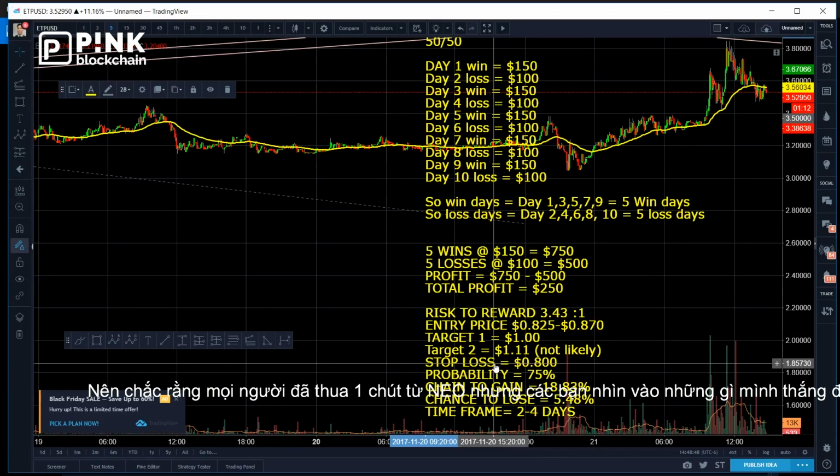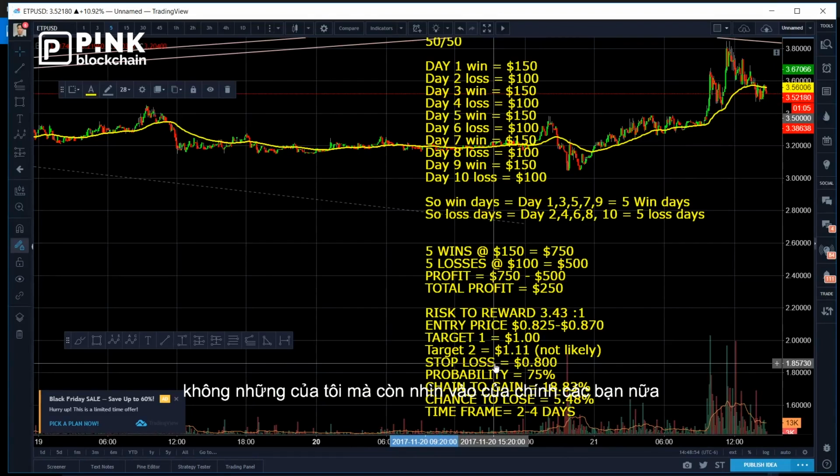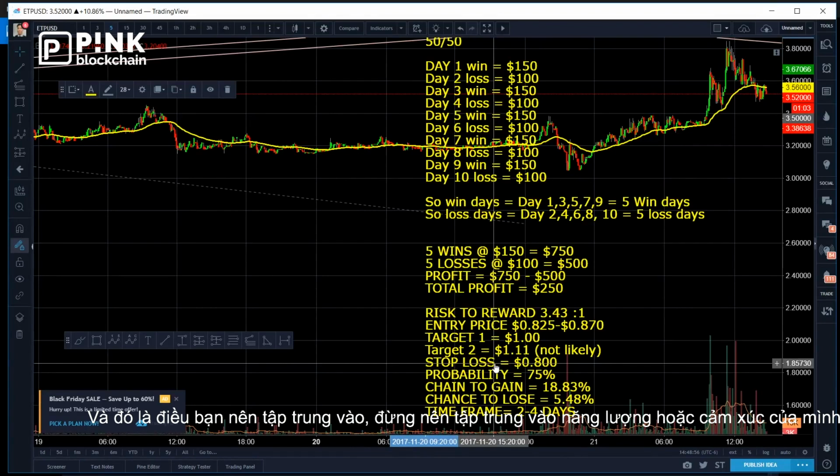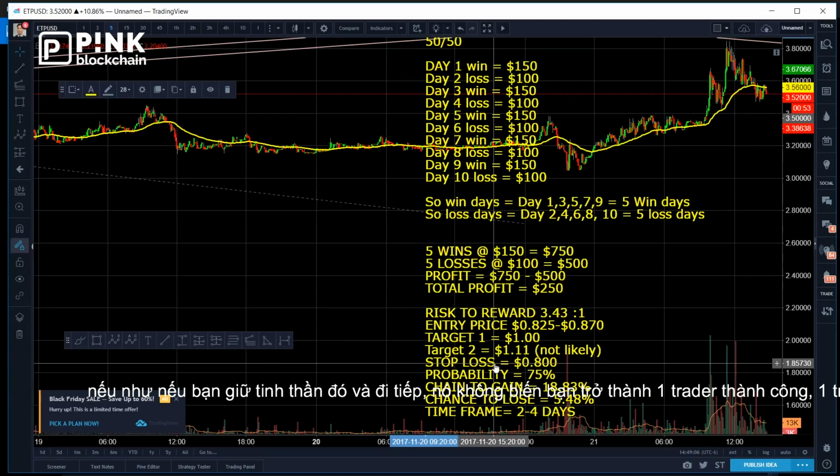So sure, people might have lost a little bit on NEO, but look at all the wins over time, not just mine, but yours, right? And that's what you should focus on. You should not focus your energy or your emotions on one small losing trade, because if you keep that mentality up, it's not going to make you a successful trader. A successful trader will always win over time by managing their risk.